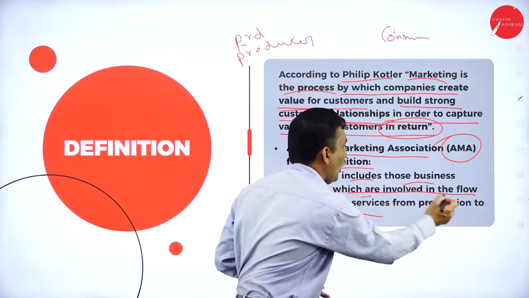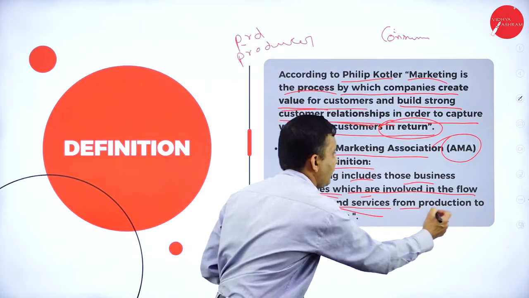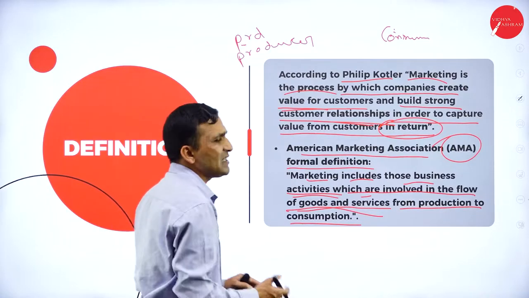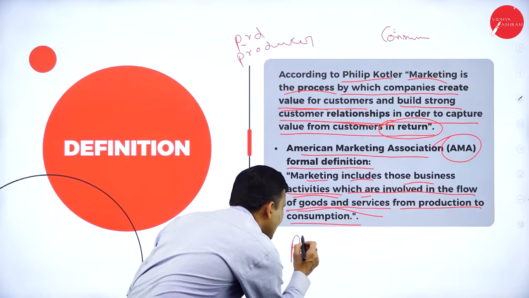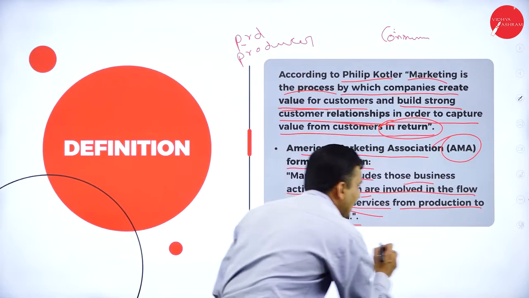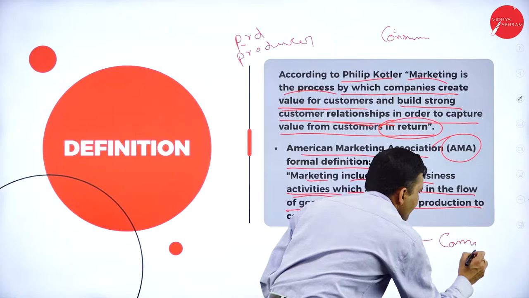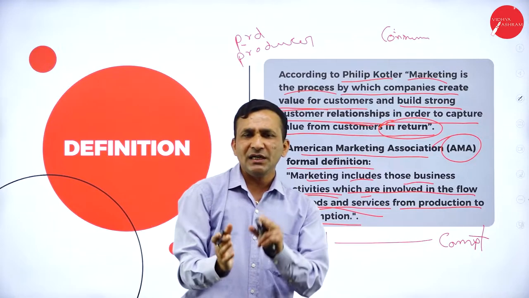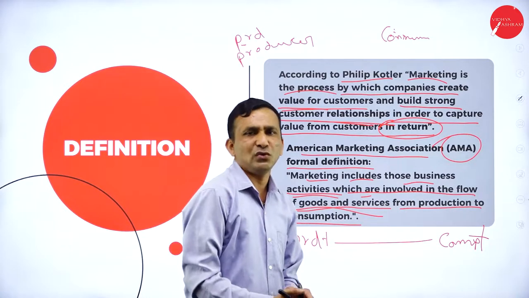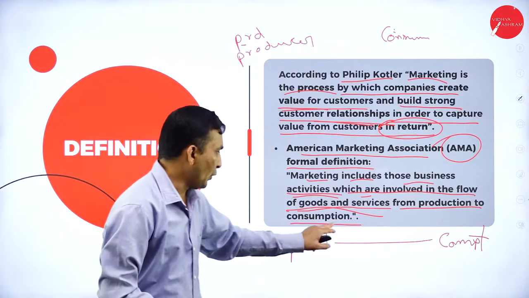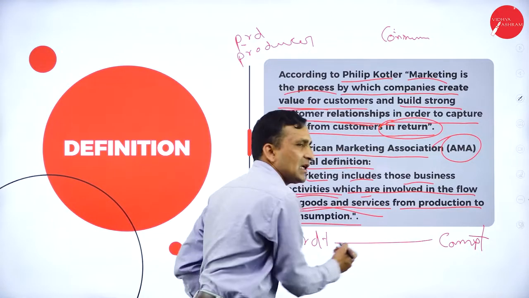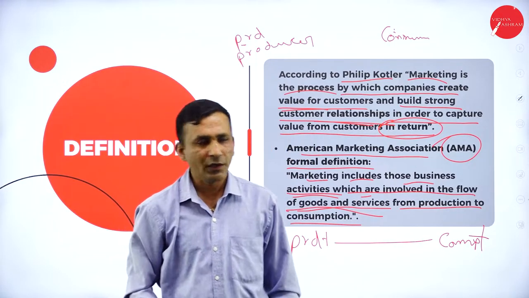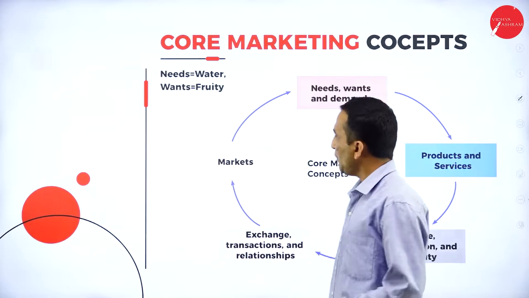So marketing involves the flow of goods or services from production to end consumption. We can't sell the product immediately. Once the product is ready, it does not go directly for consumption. Between production and consumption it takes time, so different activities and different functions go on in between. I think you understood this point. Moving forward.